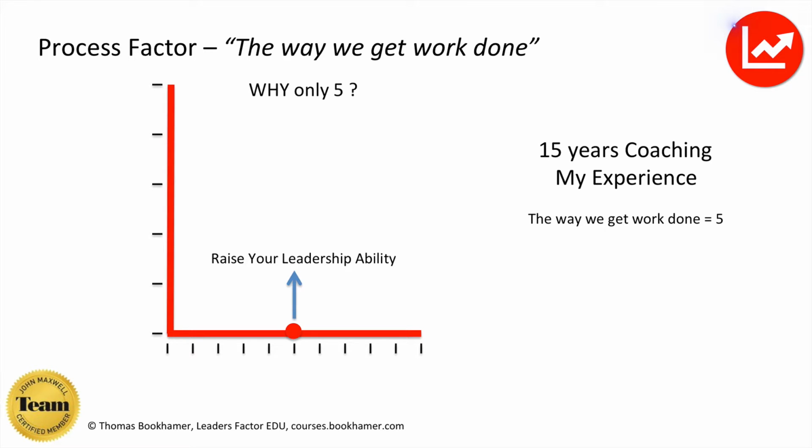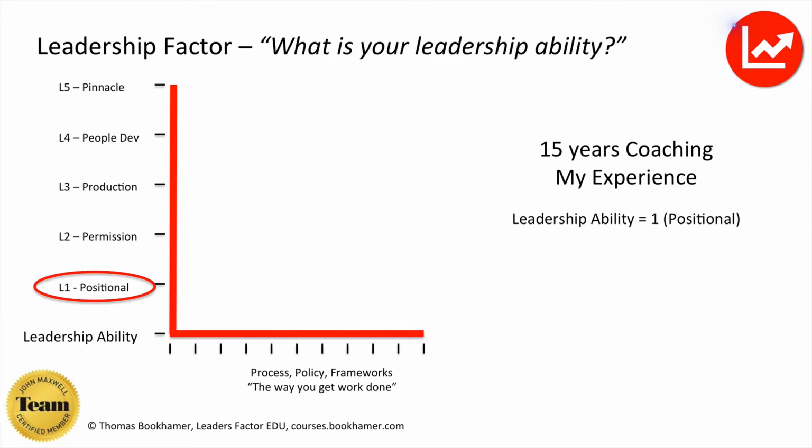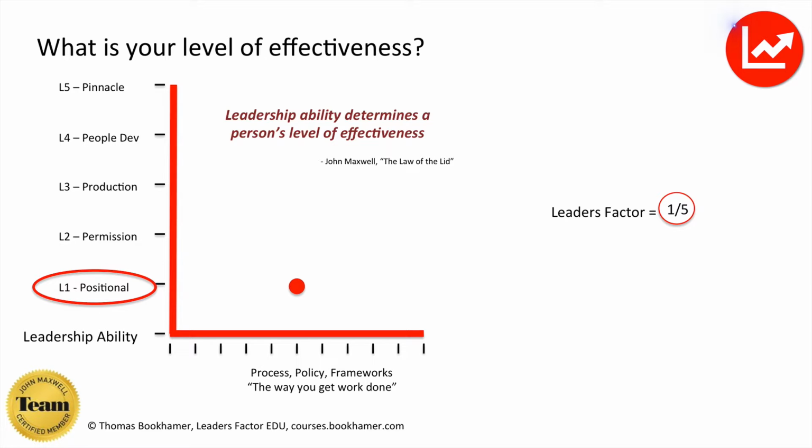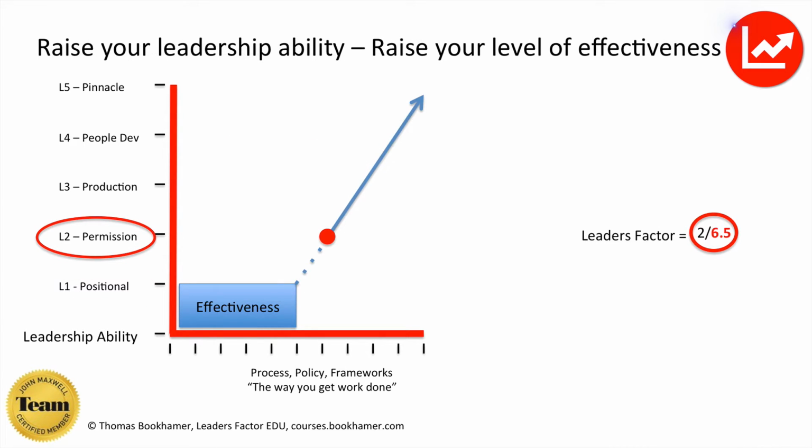All right, so let's look at the leader's factor. What is your leadership ability? I think we're still largely positional. This is because we're working with titles, we're using authority, we're leveraging paychecks, due dates, we're trying to manage people instead of lead people. So if that's the case, and leadership ability determines a person's level of effectiveness, then this is what our effectiveness looks like if we're a 1-5 leaders factor. If we're reaching half our potential and we're using positional leadership, this is what it looks like. So we need to raise our leadership ability.